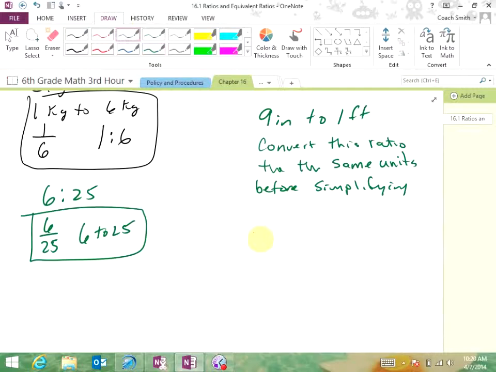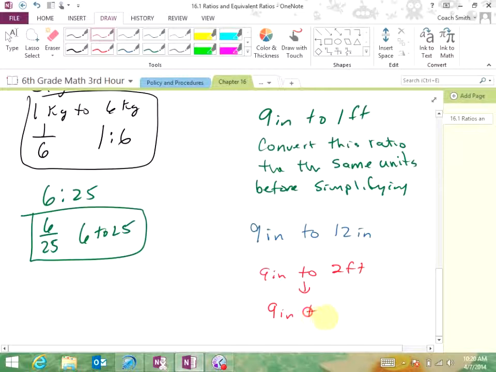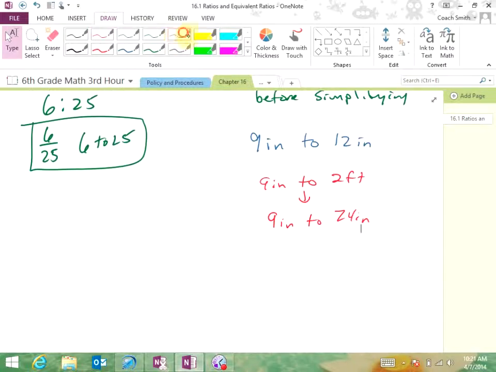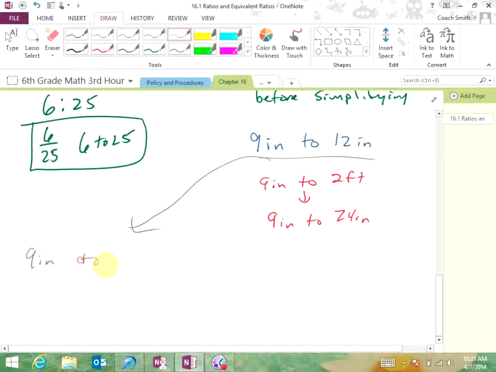So we have 9 inches to 12 inches, because there's 12 inches in 1 foot. If that would have been 9 inches to 2 feet, then we would convert that to 9 inches to 24 inches. Okay, but it's not. Okay, so we have to take 9 inches to 12 inches and simplify.